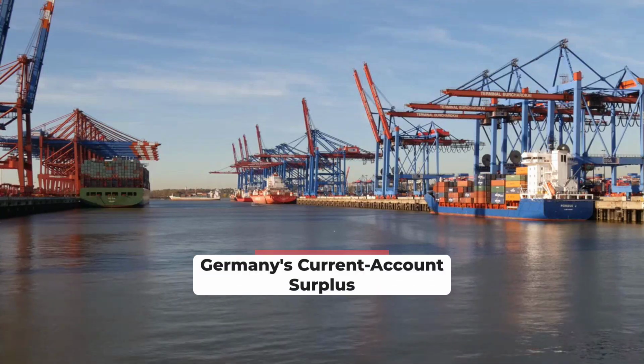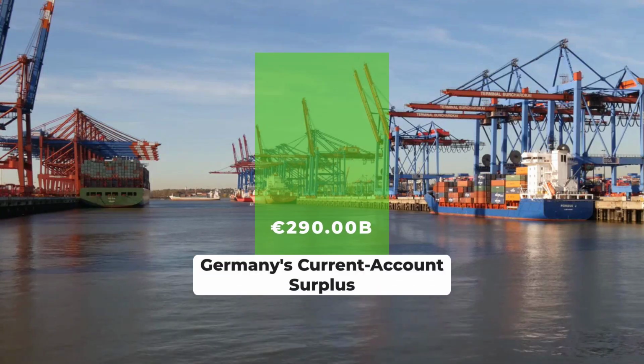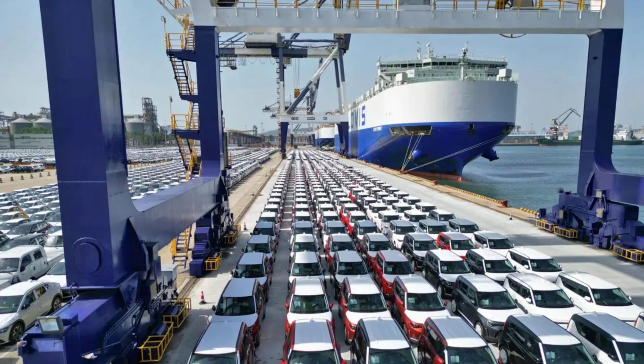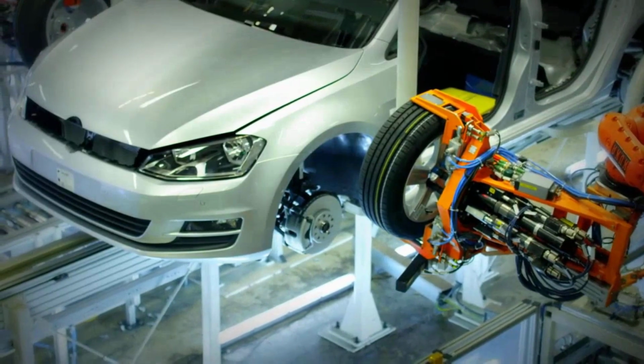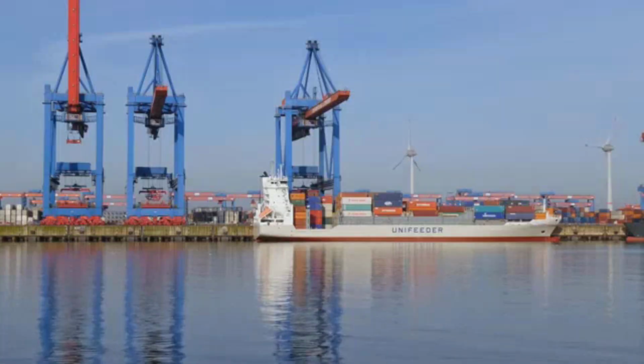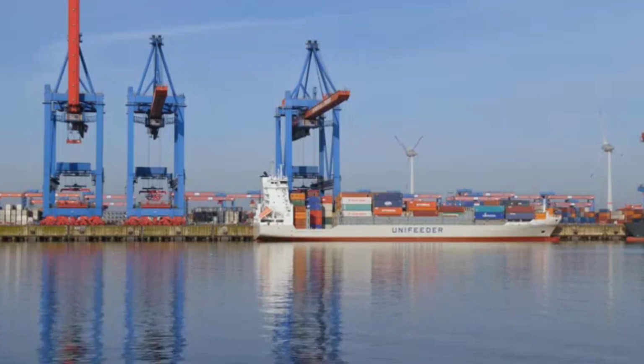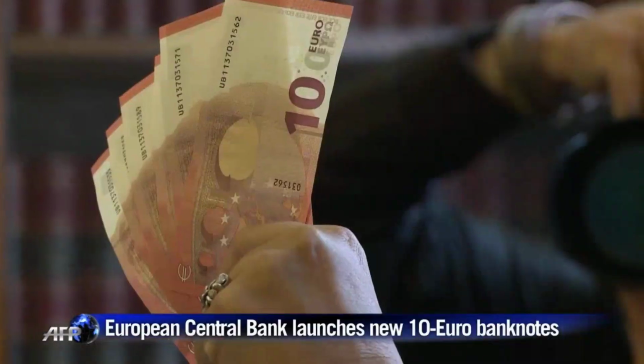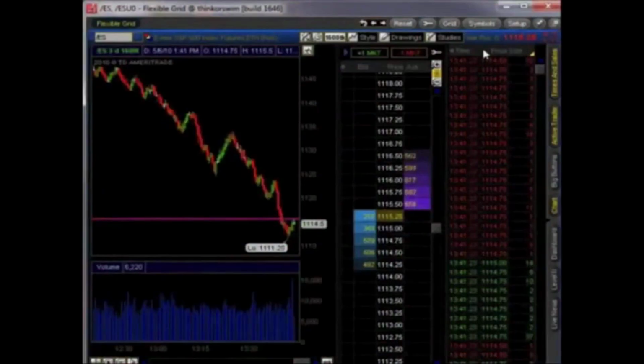In the late 2010s, Germany's current account surplus hovered around €250 billion a year. That is the world buying more German cars, machinery, and chemicals than Germany buys from abroad. This steady demand for euros helps support the currency, even when other forces are at play.